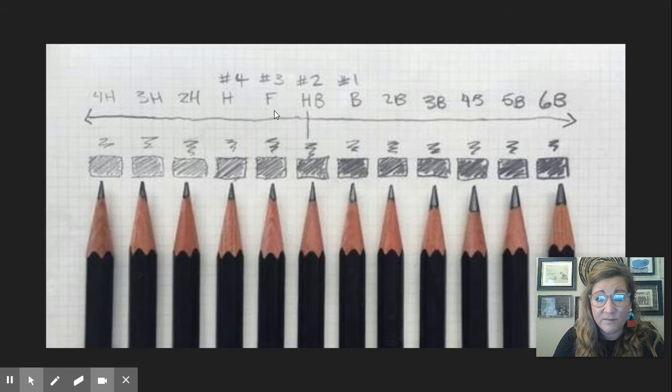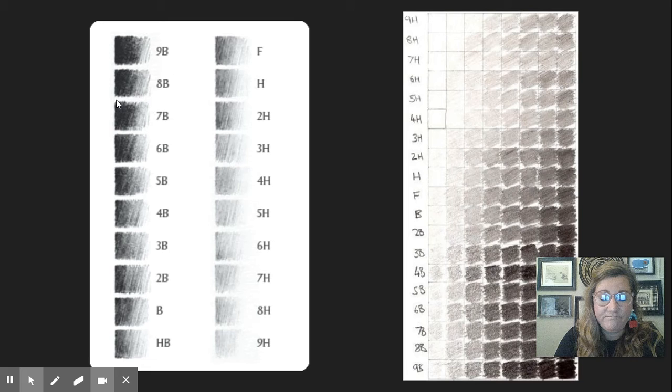F right over here is for fine, as in fine point for detail. H stands for hard. These pencils have a very hard lead, which means when you push on them, less graphite comes off. This means that when you shade with them, they are lighter. The higher the number as you go in H, the lighter the color will get.